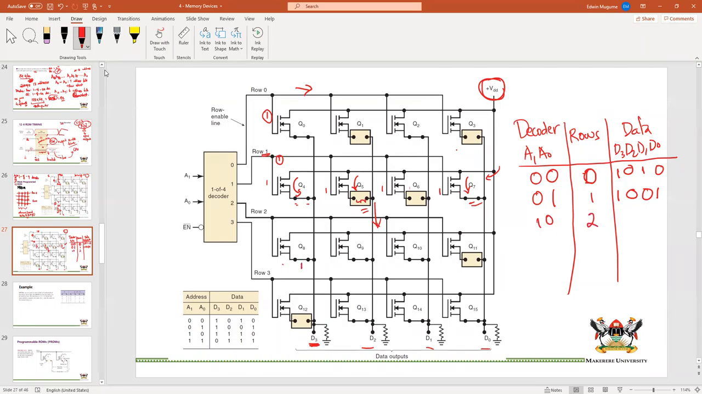For that 1, 0, we select row two. And row two, you can see it's a 1, a 1, a 1, and a 0, 1, 1, 1, 0. And for row three, we will select that when we have a 1, 1 going into the decoder, meaning we select row three, and then we would have 0, 1, 1, 1.